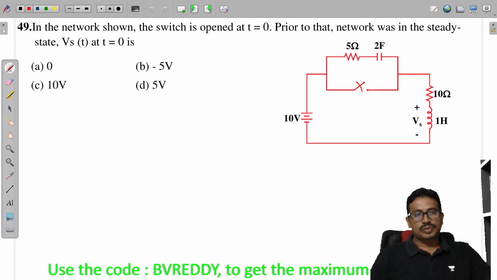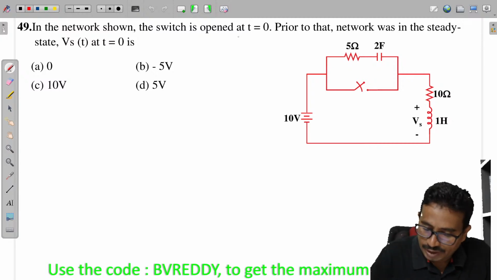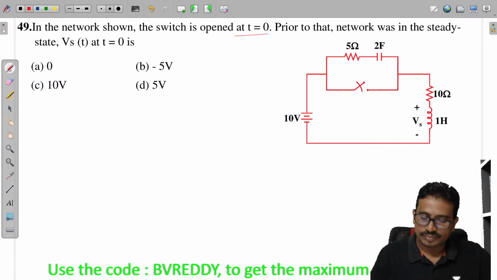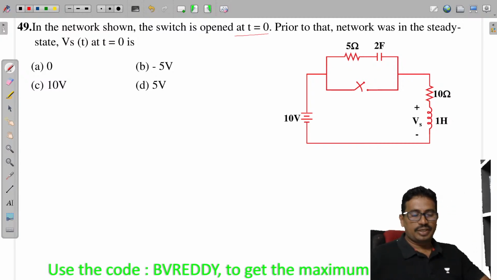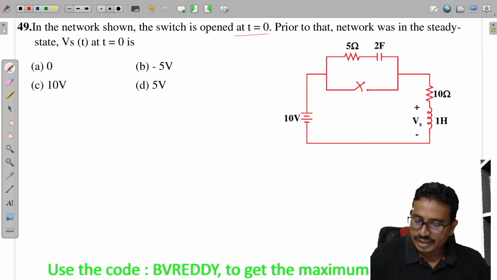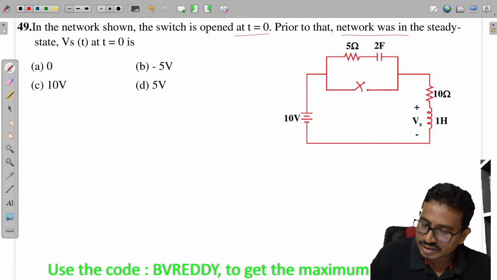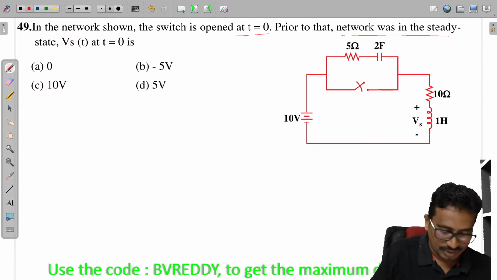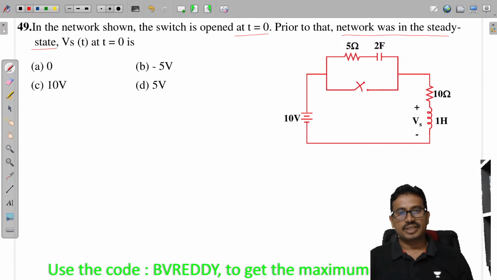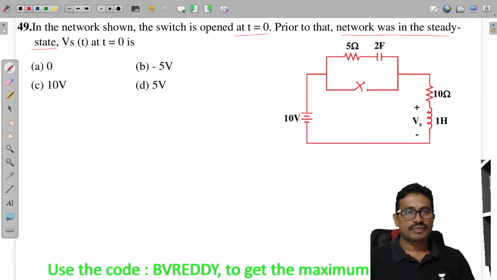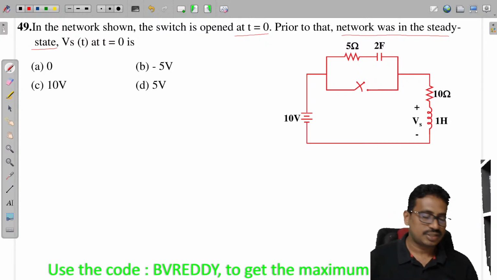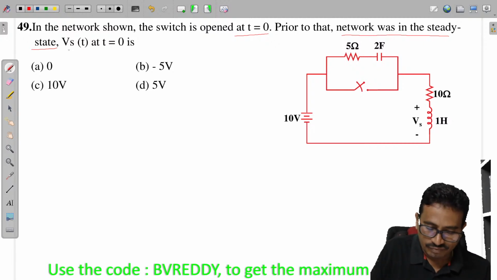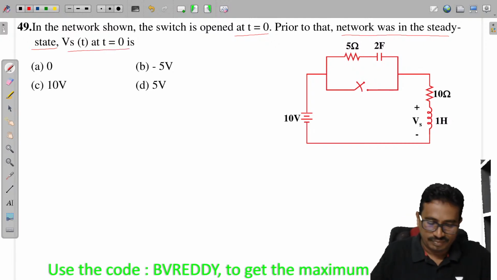In the network shown, the switch is opened at t equal to 0. Prior to that, the network was in steady state. Before the switch is opened, the network is in steady state. They ask us to find Vs of t at t equal to 0.